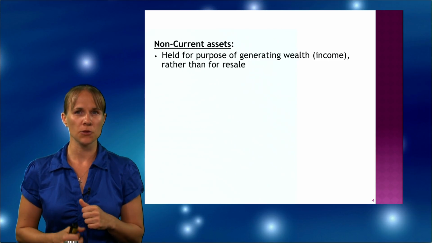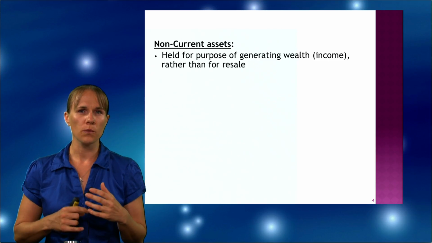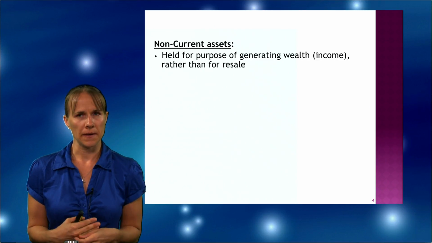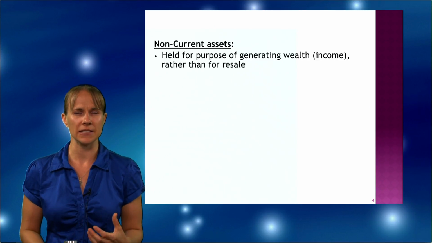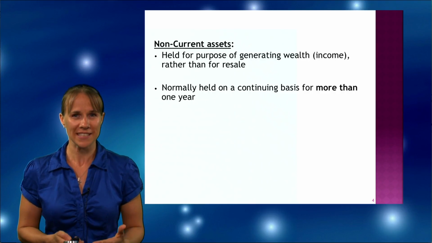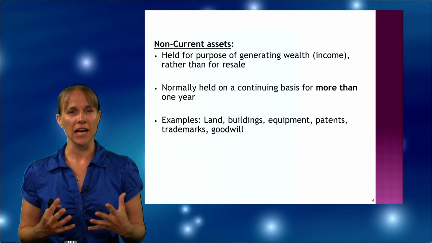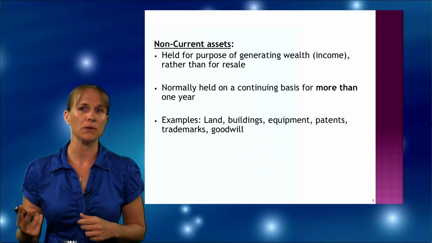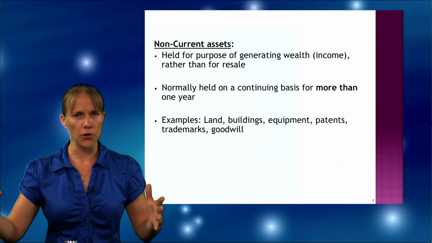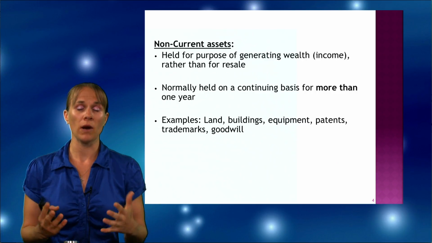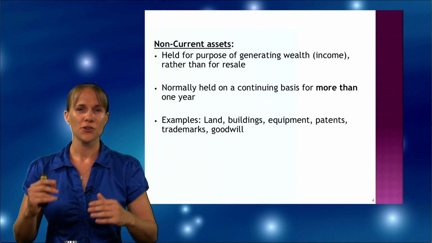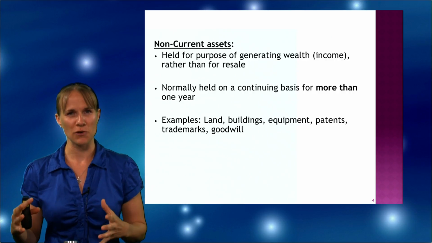Non-current assets. With our non-current assets, usually we hold them for the purpose of generating wealth, for income, rather than reselling them. So it means we're going to hold on to them for a bit longer. So it's going to be more than 1 year. Examples of non-current assets are things like land, buildings, equipment, patents, goodwill. So they're longer term. The simplest way to think about current and non-current is: current, less than 12 months; non-current, greater than 12 months.